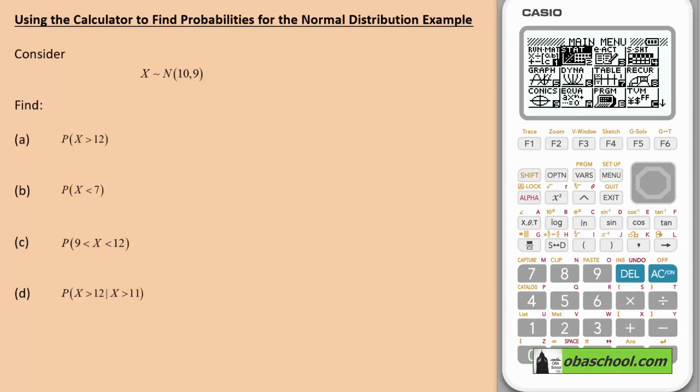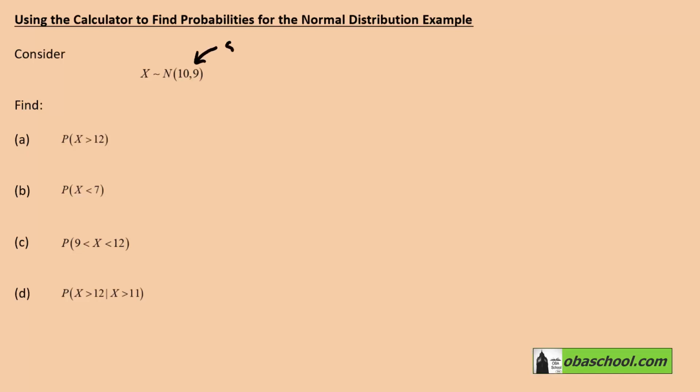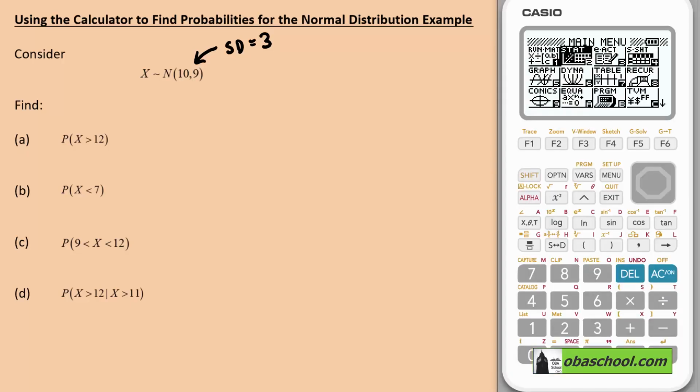Consider x is a normal distribution with a mean of 10 and a variance of 9. And remember, that means the standard deviation is 3. We're going to look at finding these probabilities on this Casio calculator over here. So we're after the probability that x is greater than 12.